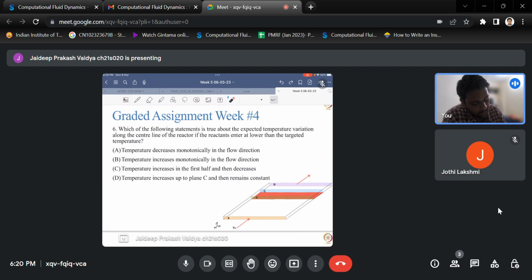Okay, moving along, question number 6. Which of the following statements is true about the expected temperature variation along the center line of the reactor if the reactants enter at a lower than the targeted temperature? So, what happens to the variation of temperature from A to D if the reactant T in is less than the targeted temperature, let's say T set point?